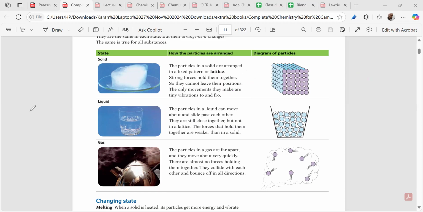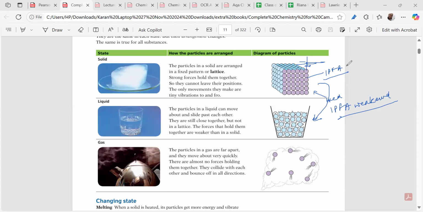Now, what happens when we give heat to this solid? The particles start to vibrate, and the interparticular force of attraction gets weakened. That lattice structure was held because the interparticular force of attraction is very strong, like cement on a brick wall.